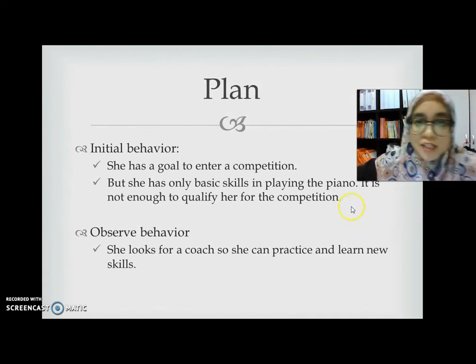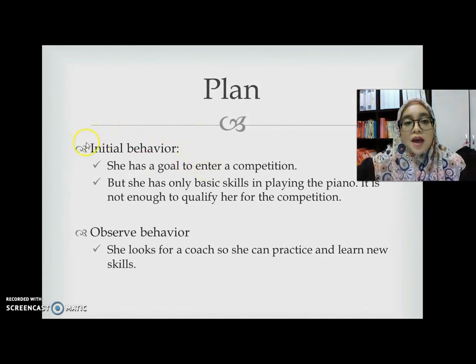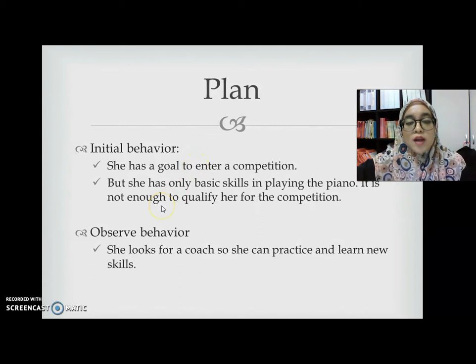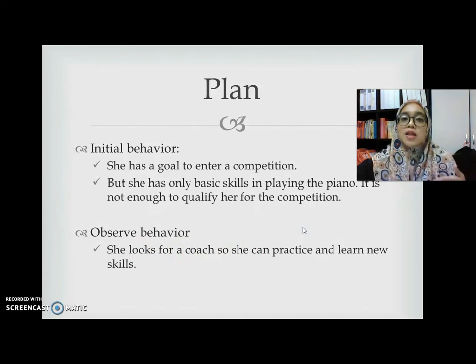In the planning stage, Anjali has this initial behavior where she has the goal to enter a competition. But the only concern here is she has only basic skills in playing the piano. How can she compete with other people who are more skilled? So it is not enough to qualify her for the competition. For observed behavior, she looks for a coach so she can practice and learn new skills that will enable her to compete.